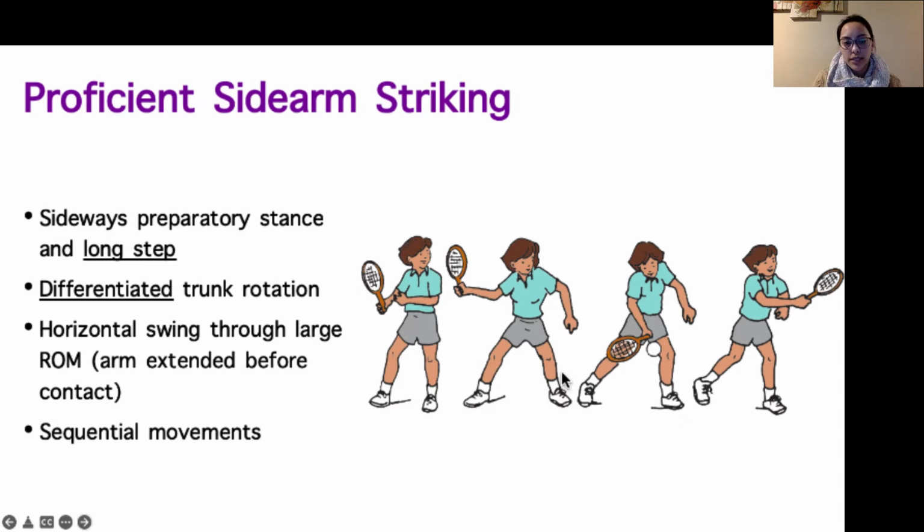So in this image, we can see her limbs moving through a full range of motion, and there's more incorporation of leg and trunk movements to increase power.